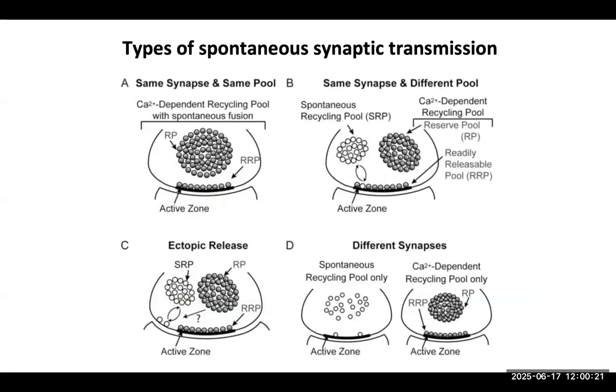Let's see if we want to go into this. There are also different types of spontaneous synaptic transmission. One can happen within the same synapse. You have the vesicular pool in the same synapse, and then you have a calcium-dependent recycling pool. They both go to the same active zone, or you can have an ectopic release, which can have different receptors. And then you have different synapses in the same cell, where one is there just to do spontaneous transmission, and one is calcium-dependent synchronous or asynchronous release.